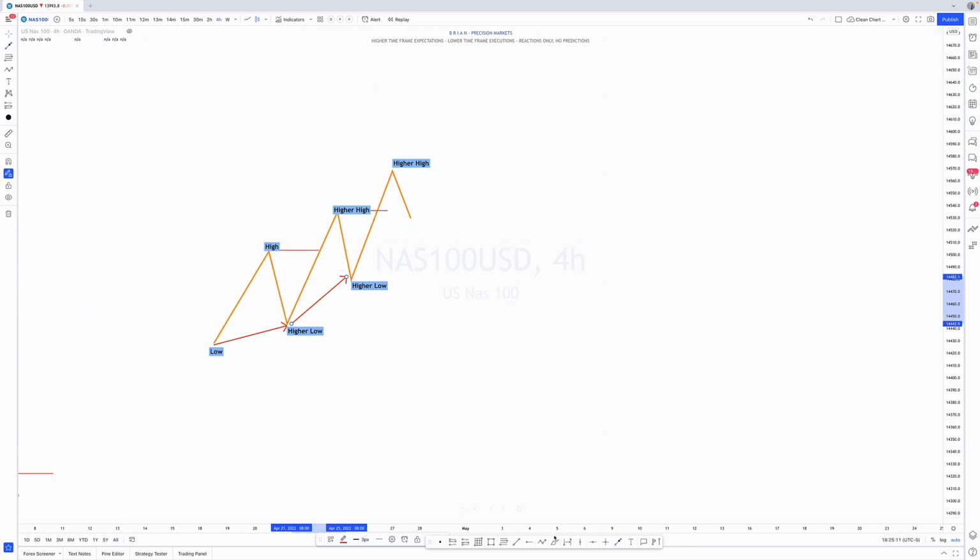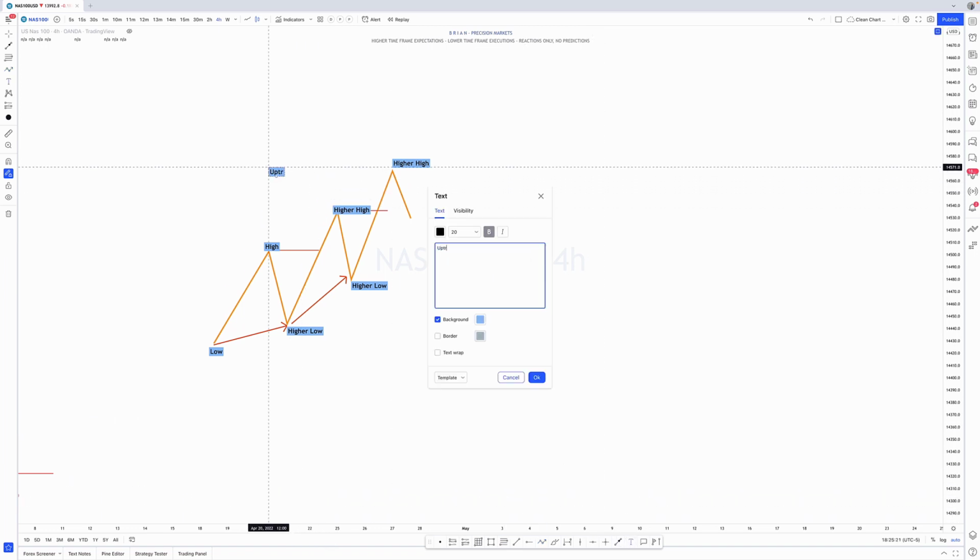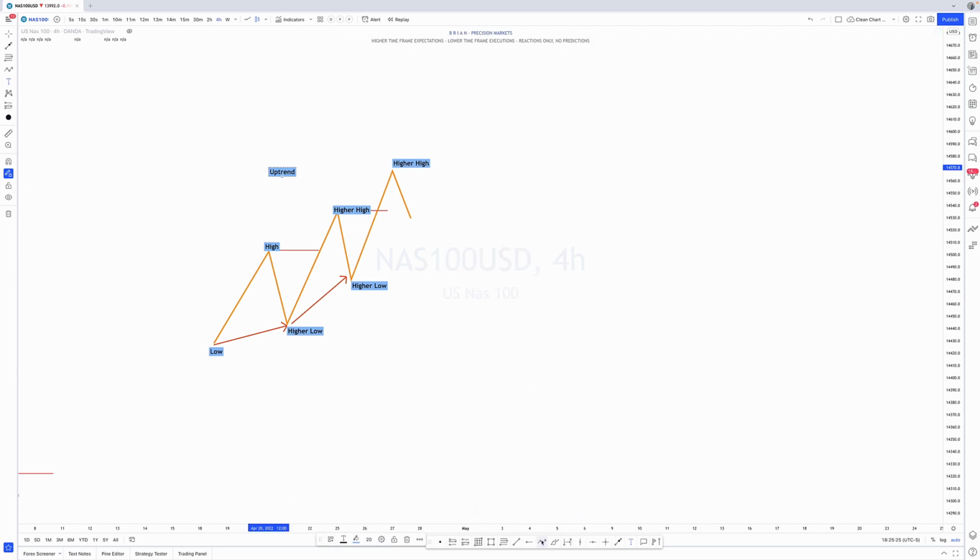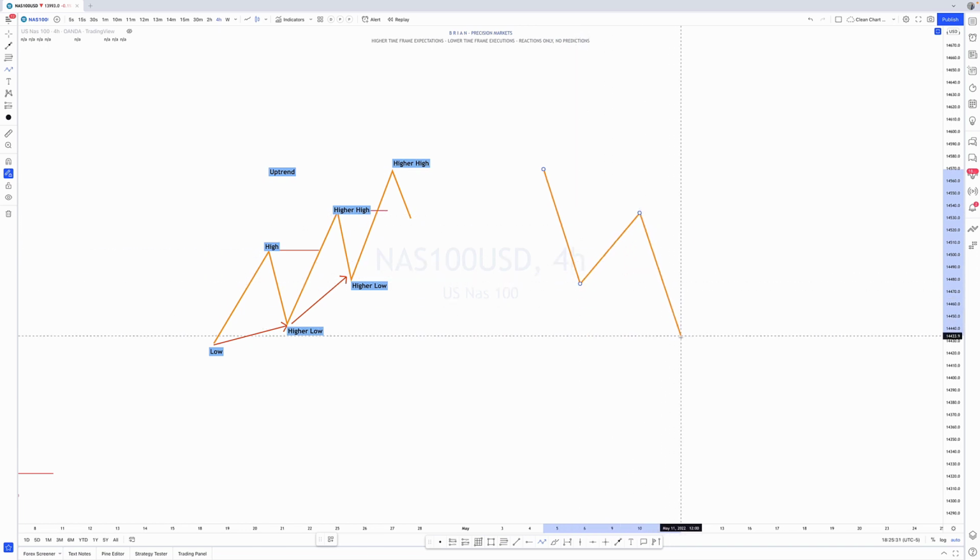Now, vice versa happens for the opposite, when you consider what's considered a downtrend. So let me go over here and label this. This is our uptrend. And then over here, we're going to label this one down here as doing the same thing, but in the opposite direction.